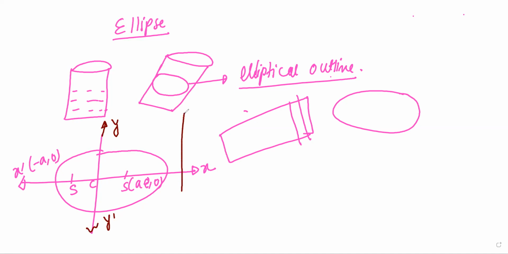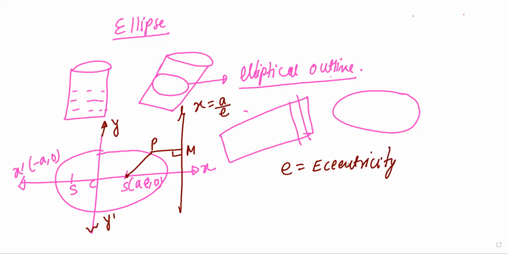There is a directrix line we are taking. From here we are drawing the point P, and from P we are drawing the perpendicular line PM to the line L, the directrix x equals a upon e. Yesterday I told you what e is. e is the eccentricity. There is a point A whose coordinates are (a, 0). So let's see the explanation of it.